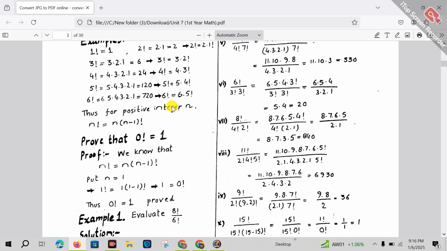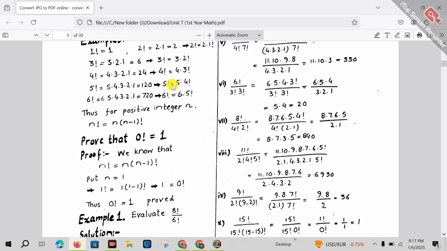This is for positive integers n. Here, the point to be noted is that 3 factorial is equal to 3 times 2, since we subtract 1 from 3 to get 2. 4 factorial is 4 times 3 factorial, since 4 minus 1 is 3. Similarly, 5 factorial is 5 times 4 factorial.